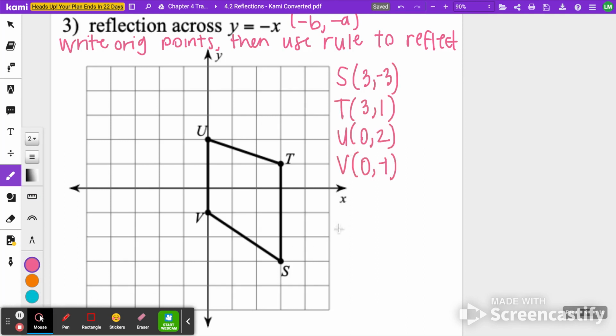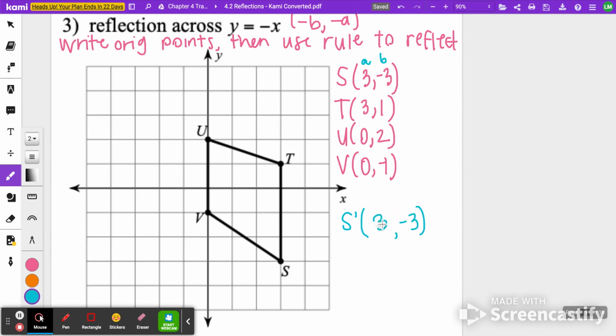So the first thing I did is I went ahead and wrote all of the points where they are currently. The next thing I'm going to do is apply the rule of (negative b, negative a) to those new points, because that is my rule for when I reflect over y equals negative x. So that just means I'm going to switch around a and b, or x and y. That means a is going to become my new point, that's negative 3, and then b will become my other point, and that's positive 3.